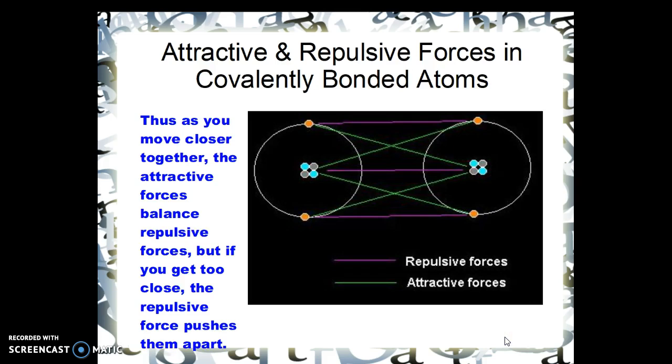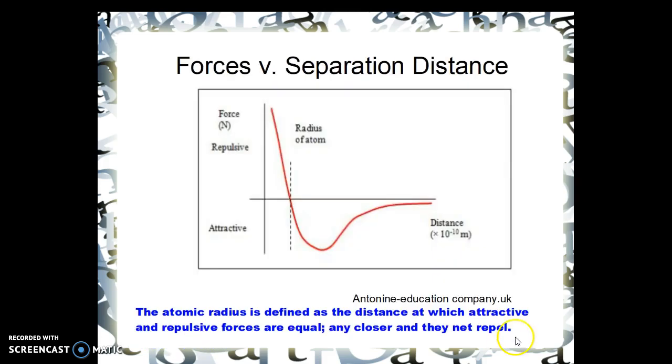As you move closer together, the attractive forces balance the repulsive forces, but if you get too close, the repulsive force pushes them apart. This is diagrammed here. We can see that the attractive forces are predominating as you move closer together, and then you get a kind of a maximum in the attractive forces, and then as you push closer together, the repulsive forces between the nuclei begin to predominate, and here they're so high that they'll actually push the two nuclei apart. And the atomic radius is defined as the distance at which the repulsive and attractive forces are equal.